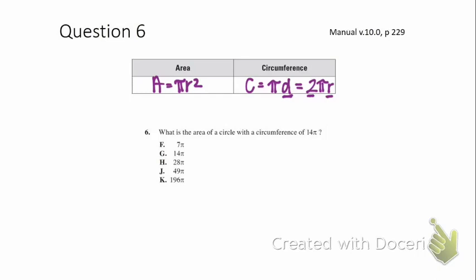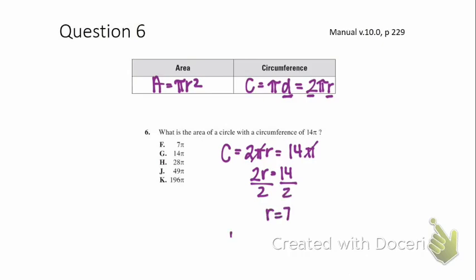So, quick question over circles here. What is the area of a circle that has a circumference of 14 pi? The circumference, what they give us, that's 2 pi r, and we know that that's equal to 14 pi. So I can divide out the pi, and I am left with 2r equals 14. Divide by 2 to give me the radius, which is 7.